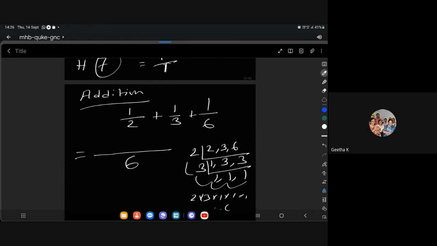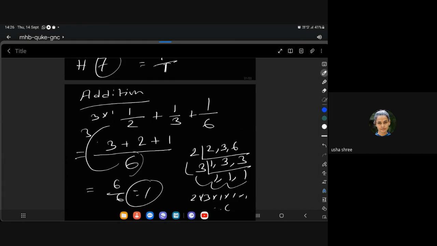Okay. Now what to do? If you want to add them, divide this 6 by 2, it will be 3, then 3 into 1 is 3. Then 6 by 3 is 2, so 2 into 1 is 2. Then 6 by 6 is 1, so 1. So it will be 3 plus 2 plus 1, which gives 6 by 6, which is 1. Like this you have to add. The same theory goes for subtraction also, just the sign will be changed.